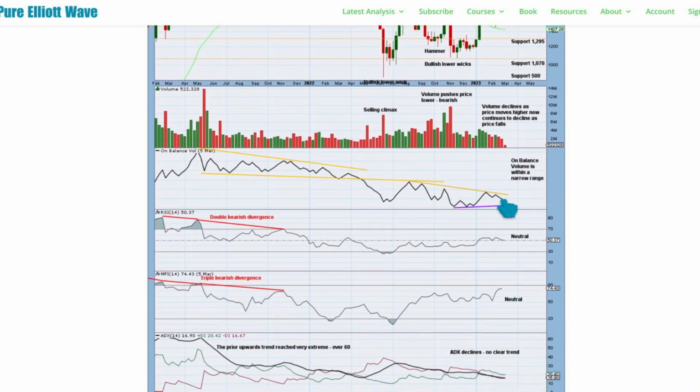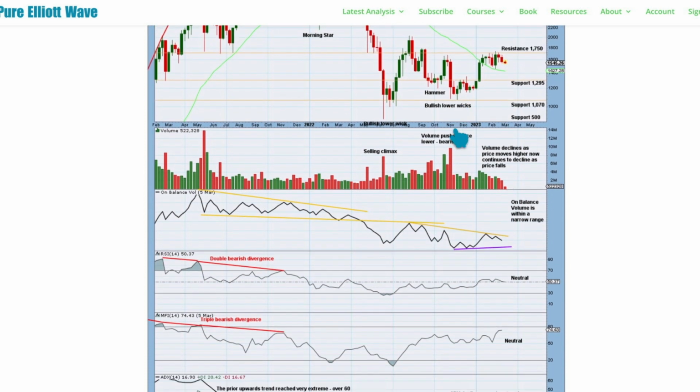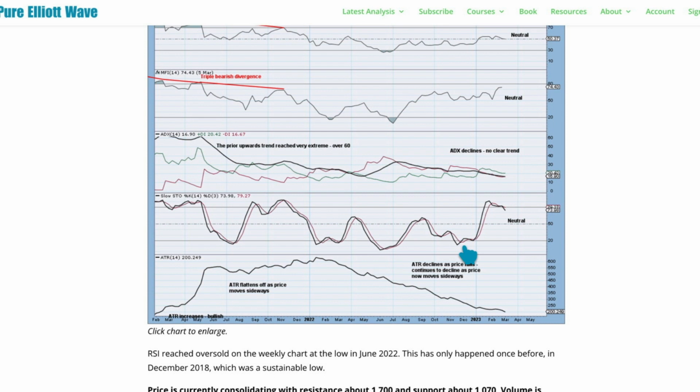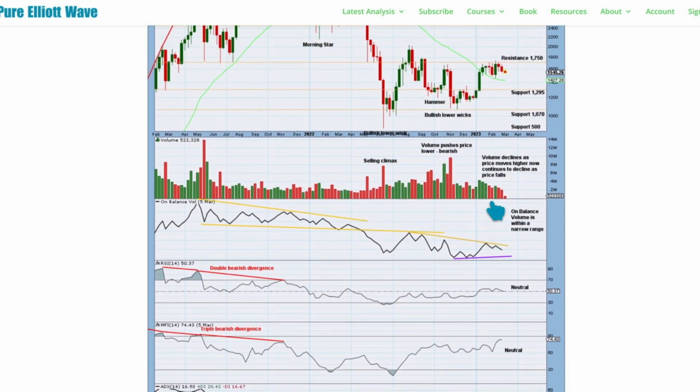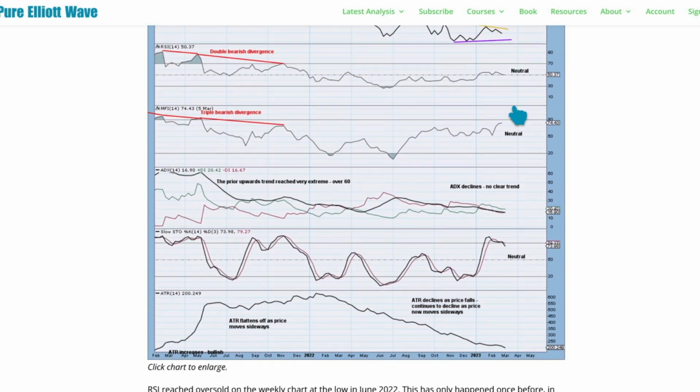On the weekly chart, price is constrained with resistance about 1750, support about 1070. ADX is declining, there's no clear trend, on-balance volume is also constrained. Price reached support here about 1070, stochastics reached oversold, stochastics moves higher while price reaches resistance. Price now turning down from resistance.